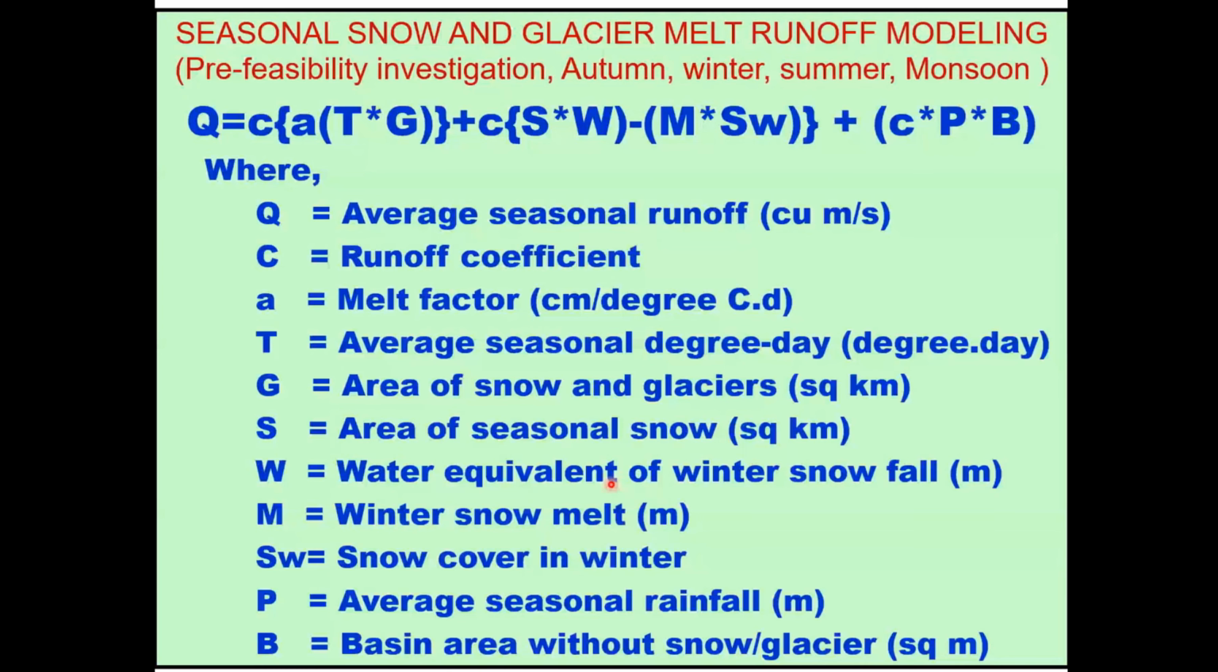So the first model is about, the idea is you need to set up the model. What it means is, how much is the Q? Q is the average seasonal runoff. Then it has T, which is the average seasonal degree day. G is the snow and glacier area. So overall, this model has two specific components. One component is about how much water is generated by snow and glacier, and how much is generated by land which is not covered by snow and glacier. So that was the idea.